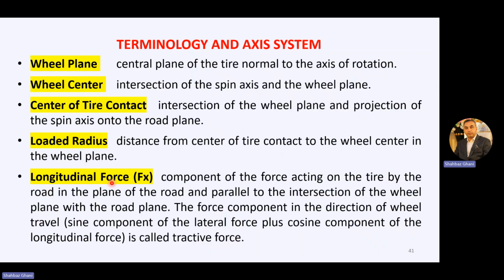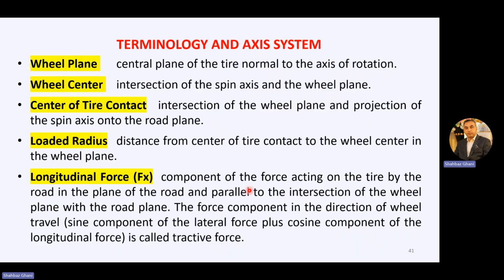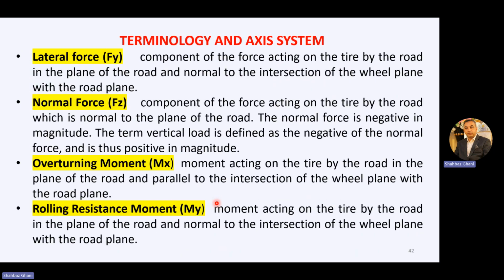Now the longitudinal force Fx, component of the forces acting on the tire by the road in a plane of the road and parallel to the intersection of the wheel plane with the road plane. The force component in the direction of the wheel travel, sine component of the lateral force plus cosine component of the longitudinal force, is called tractive force. So in the x direction we have this tractive force Fx. This is the longitudinal force.